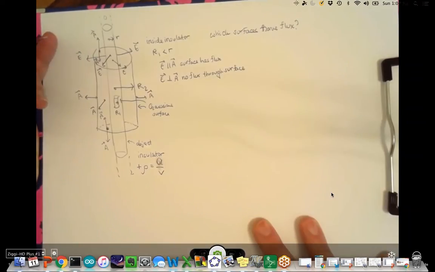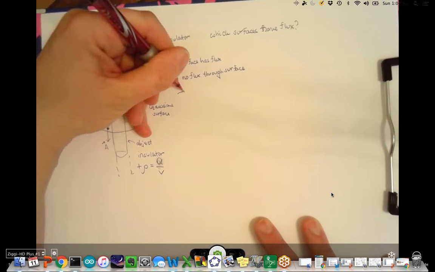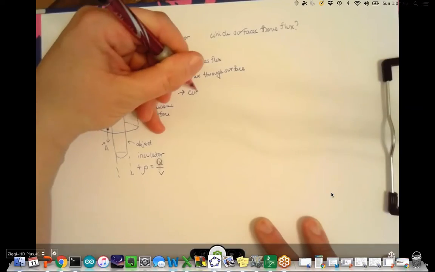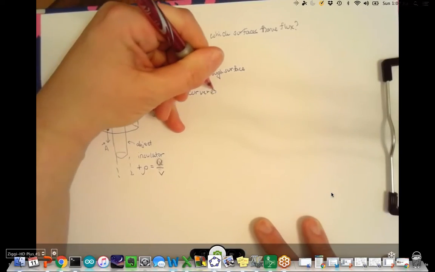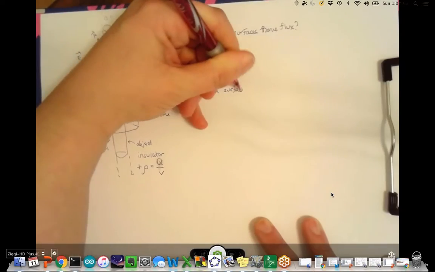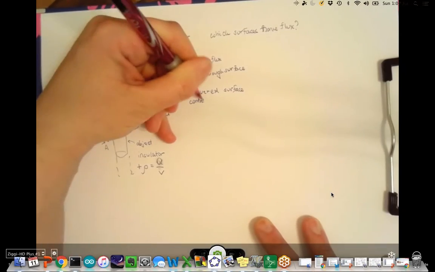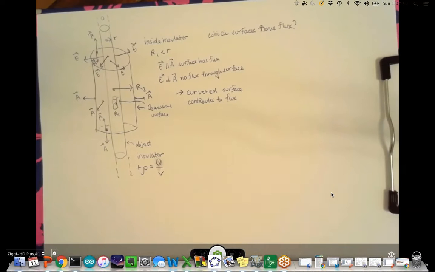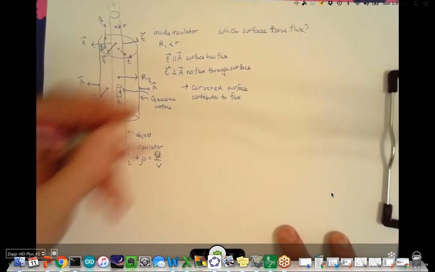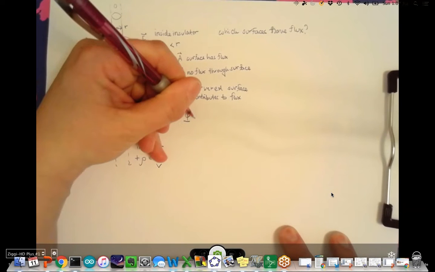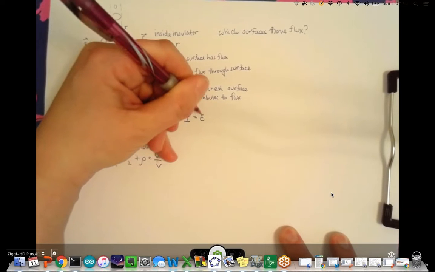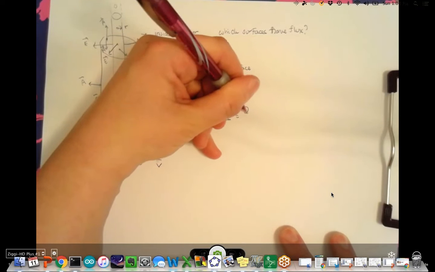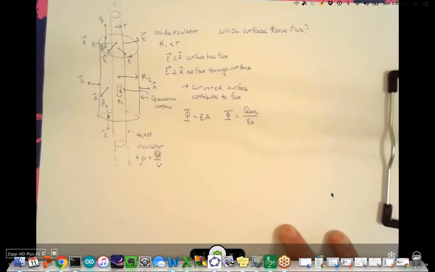Okay, so the only surfaces that are going to count here are going to be our circular surfaces. So the curved surface has flux, the curved surface contributes to flux. Okay, so when we've determined that, the reason that we need to know that is because the flux, which we called phi, is equal to E times the area, and it is also equal to the enclosed charge divided by a constant.